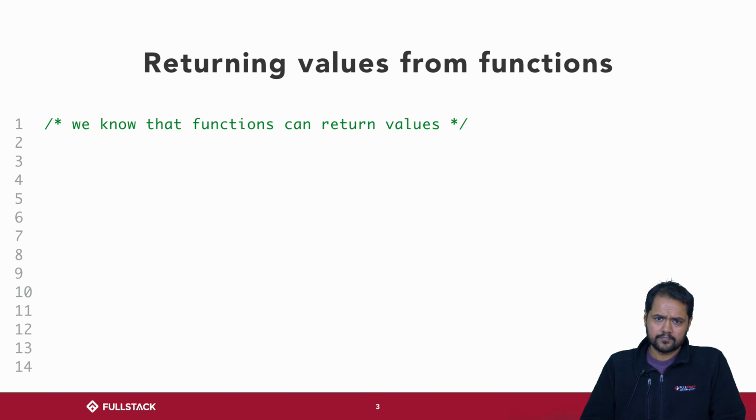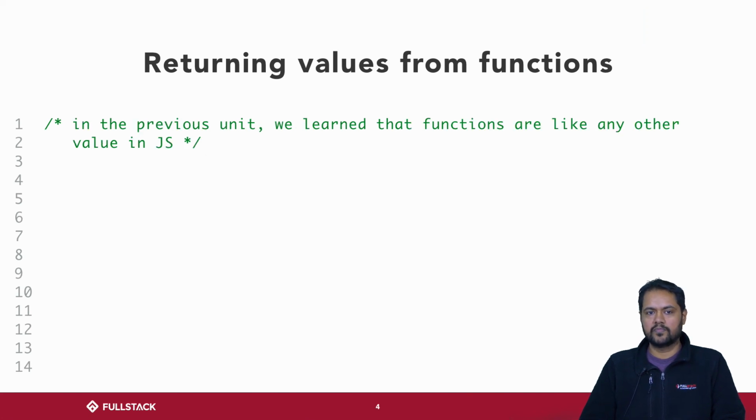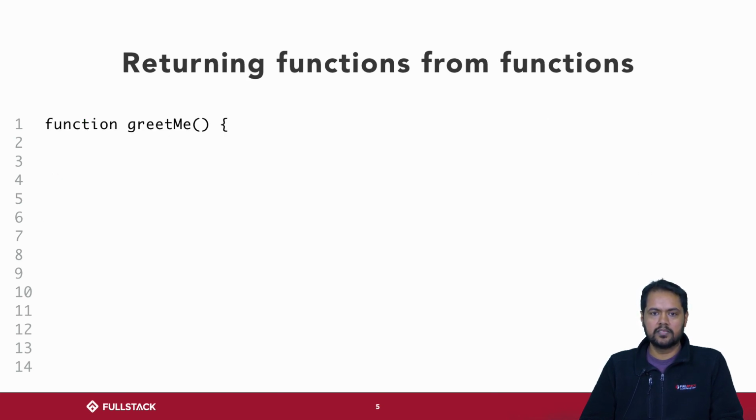And so we know that functions can return values, right? Simply, which is that when you have a function, it returns something. When you call that function, it returns something, and then when you console log that return thing, you get it. So that's good. But we also learned in the previous unit that functions are like any other value. So I guess we should be able to return functions as well, right?